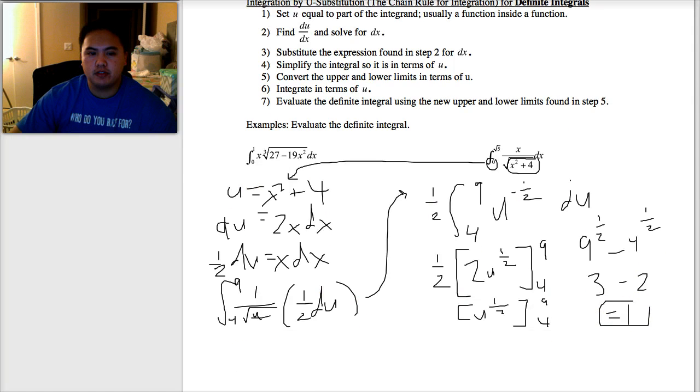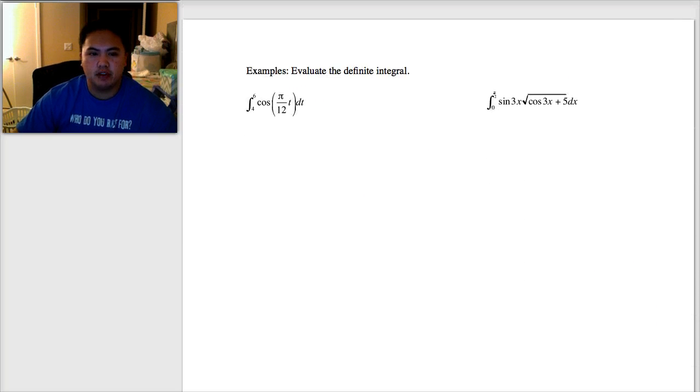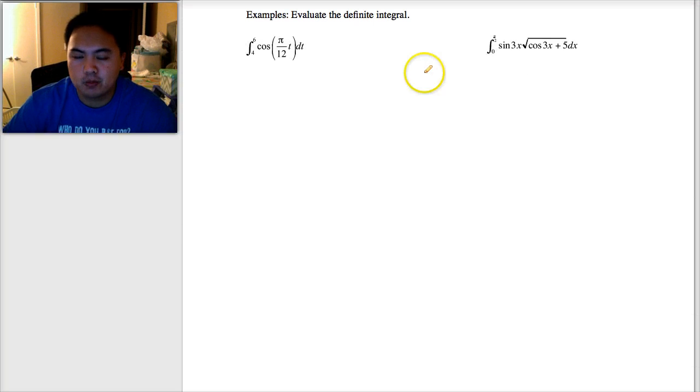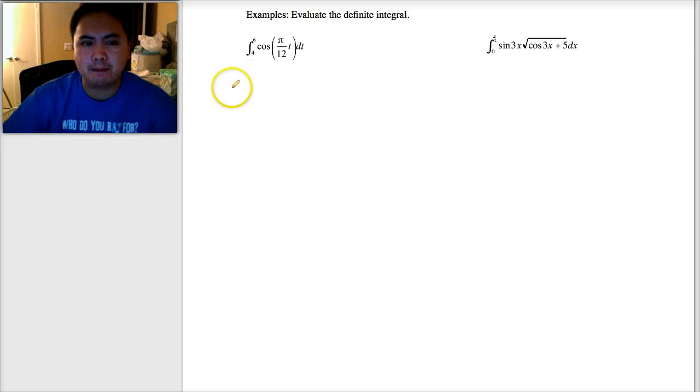Okay, one last problem. Let's see if I could rush through this, and maybe if I have some extra time, I could show you some pictures of the baby.